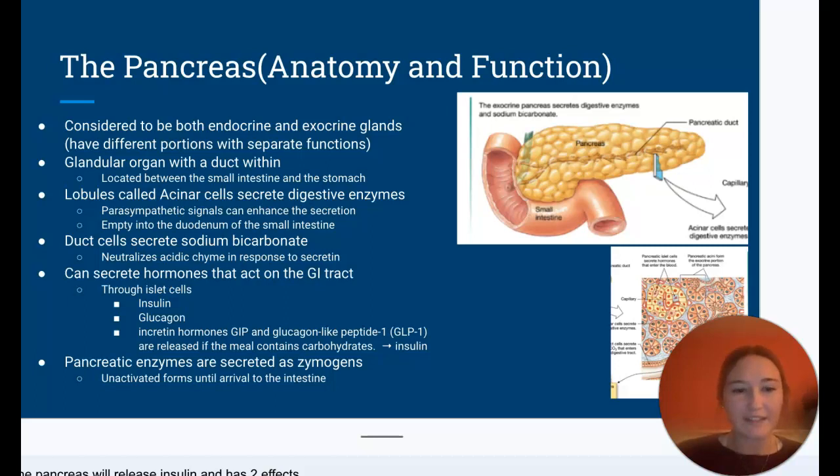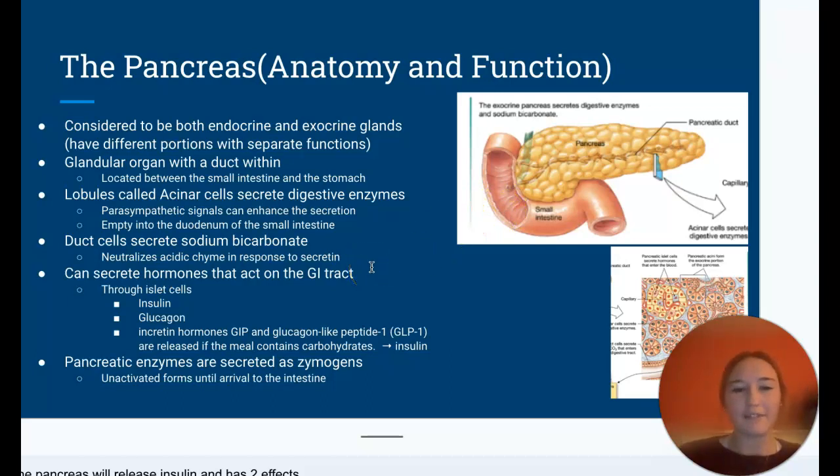The pancreas is both an endocrine and exocrine organ. There are different portions. It's located between the small intestine and the stomach, as we've seen in this picture on the right. The exocrine portion has acinar cells that secrete digestive enzymes. The parasympathetic nervous system can enhance that secretion of those enzymes, and we'll see that in the next slide. Those enzymes are emptied into the duodenum, which is the first portion of the small intestine, as you can see the little duct in the pancreas that enters into the small intestine.